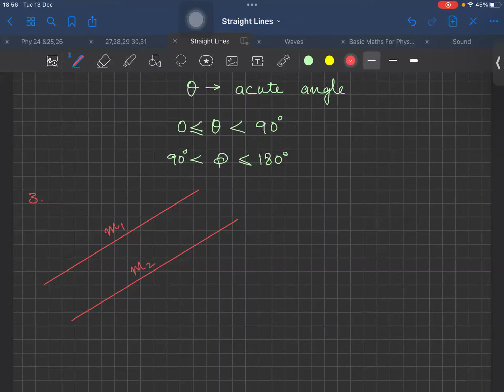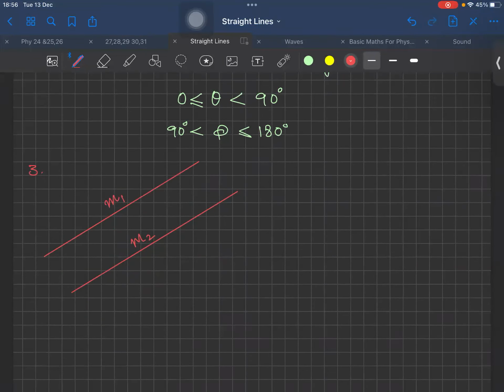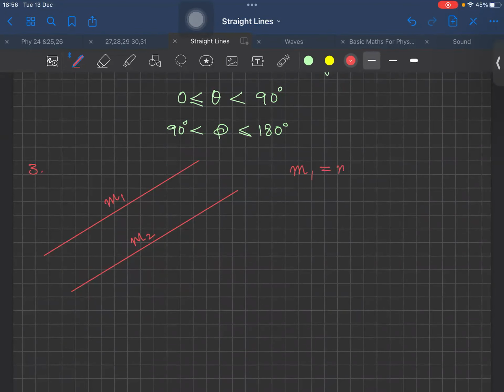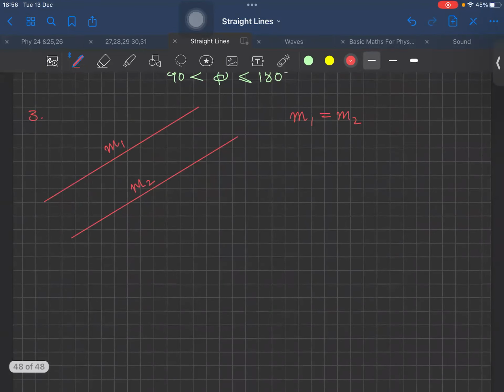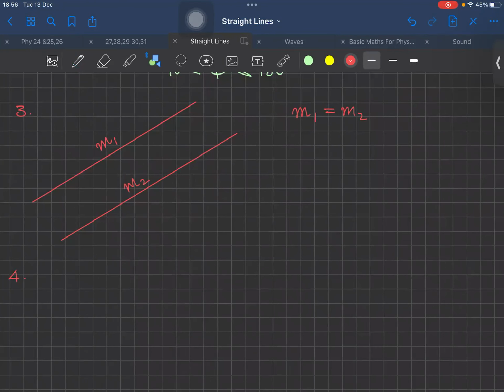So M1 is equal to M2. That is the condition for a line to be parallel. Fourth is perpendicular. If two lines are perpendicular, let's say one line is this, one line is this. Let's say the slope of this line is M2 and this line is M1. So M1 into M2 will be equal to -1. Then that means the two lines are perpendicular to each other. Understood this part?